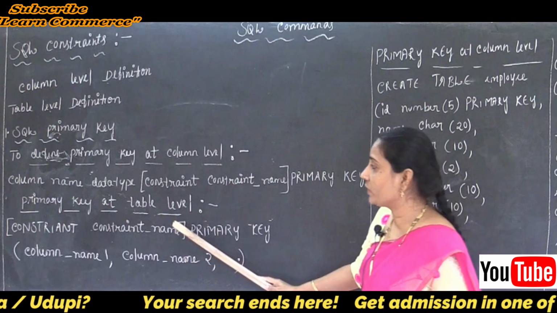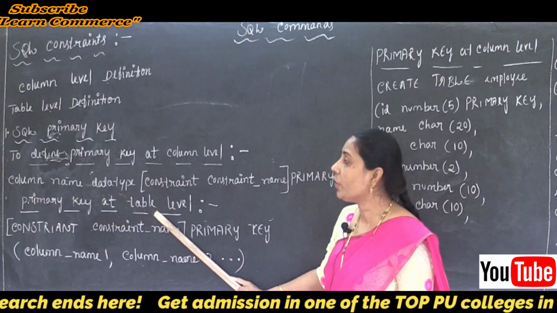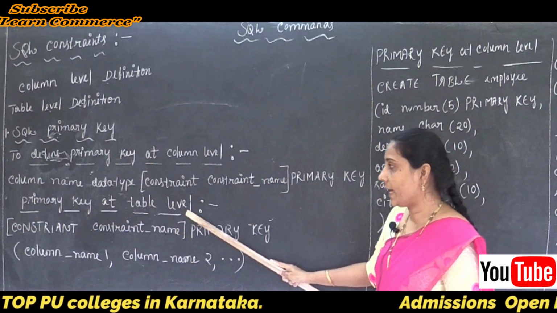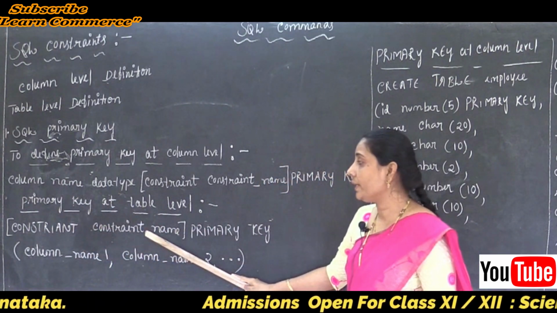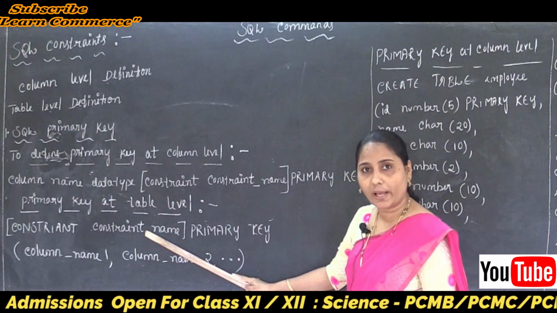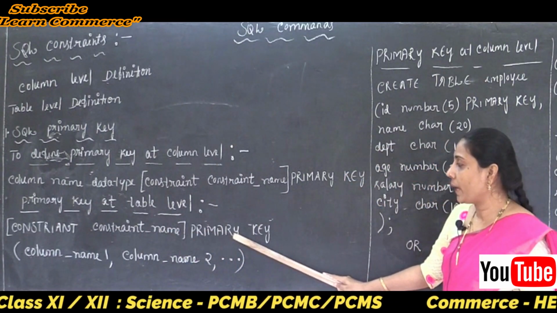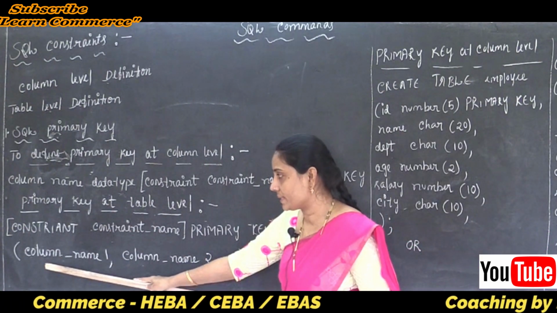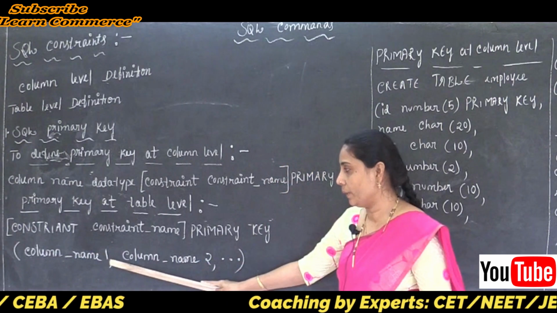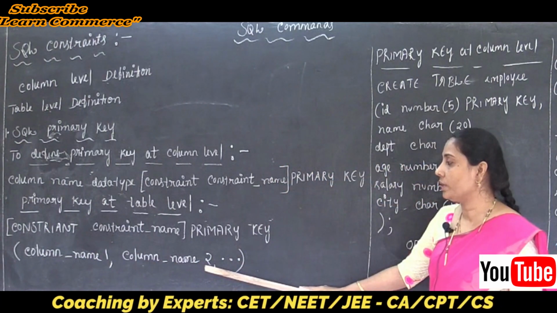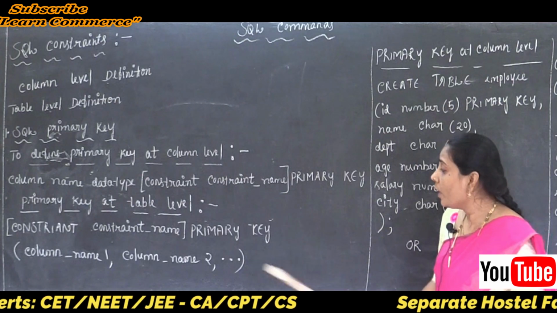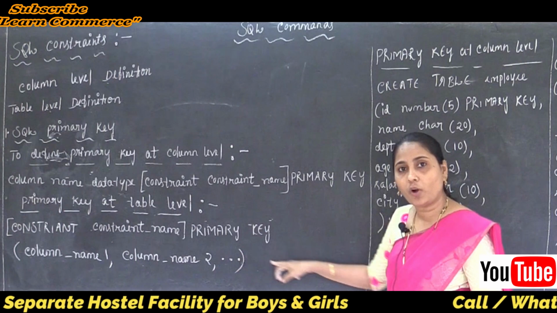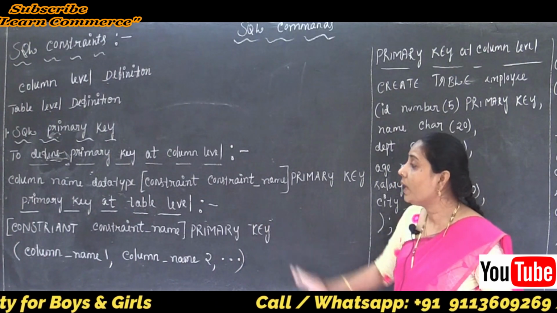So what about the syntax? How are we going to write the syntax? To define a primary key at table level, the syntax is constraint underscore name, written in square brackets, and then PRIMARY KEY, and after the primary key, open the parenthesis: column underscore name 1 comma column underscore name 2. So how many columns are there? Why? Because I used the dots. So how many columns are there in the table? Every column name we are going to use in our syntax here.